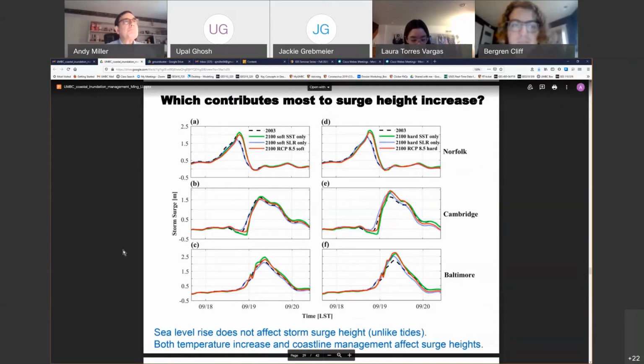Yeah, here it just shows what contributes most to the surge height increase. We consider sea level rise only, or warming only. To make it simple, what we find is that sea level rise doesn't change the surge height, but the warming really increases the surge height. Also, the hard shoreline is going to be much higher than the soft shoreline scenario. So shoreline management and warming are two major factors impacting the surge height. Next slide, please.